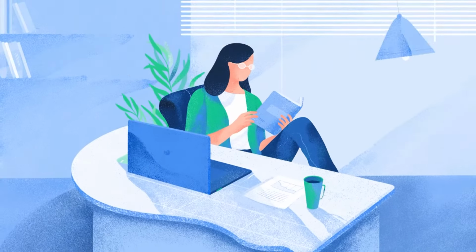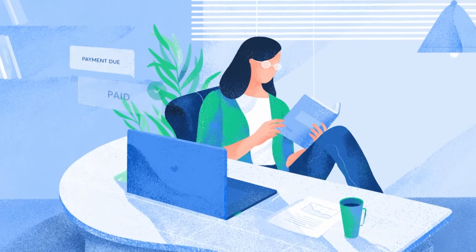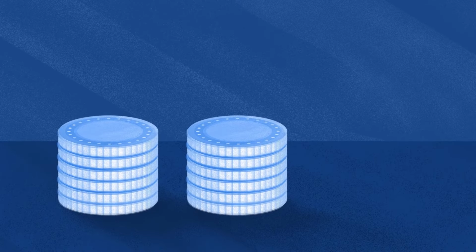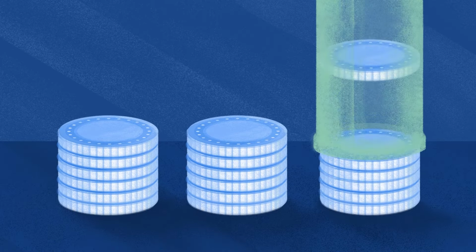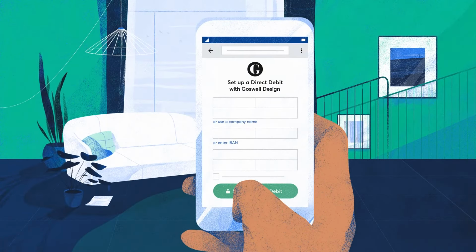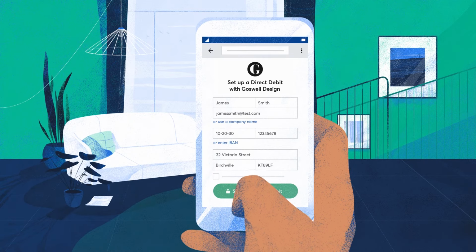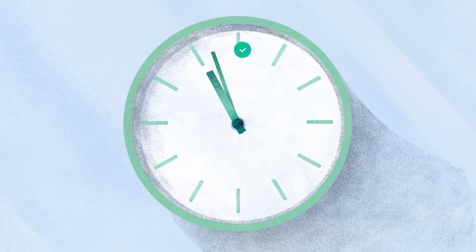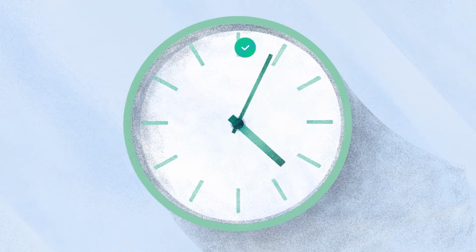At GoCardless, we believe Direct Debit is the best way to collect regular payments. Use it to collect any amount on any date, from fixed subscriptions to variable one-off payments. Once a Direct Debit is agreed with a customer, then you can collect payments from them automatically. You'll get paid on time, and customers won't need to be reminded to pay.